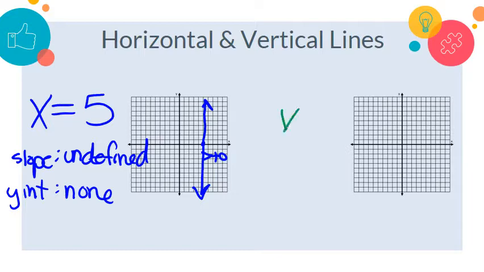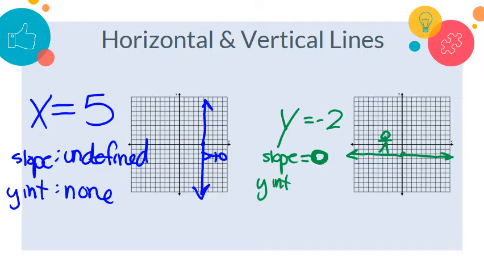Let's review y equals -2. Go to -2 on the y-axis and draw a horizontal line through the y-axis. Okay. What is my slope? Well, I can walk across a horizontal line, but my slope is 0. My y-intercept exists at this dot. So my y-intercept will be (0, -2).